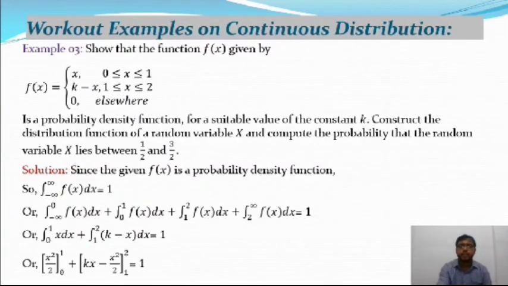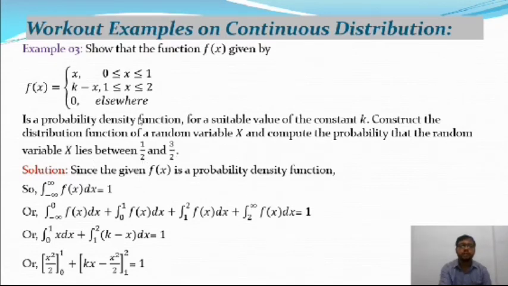After that we will take one more example on the continuous distributions. So here is the example. The function f(x) is given by f(x) equal to x in the interval 0 to 1, k minus x in the interval 1 to 2, and 0 elsewhere. This is a probability density function for a suitable value of the constant k. Construct the distribution function of the random variable X and compute the probability that X lies between 1/2 and 3/2.